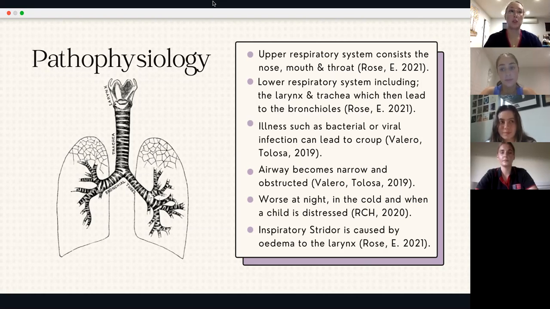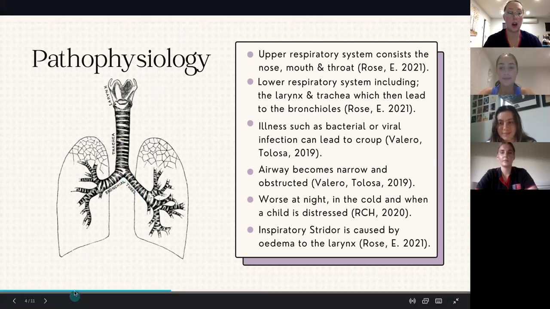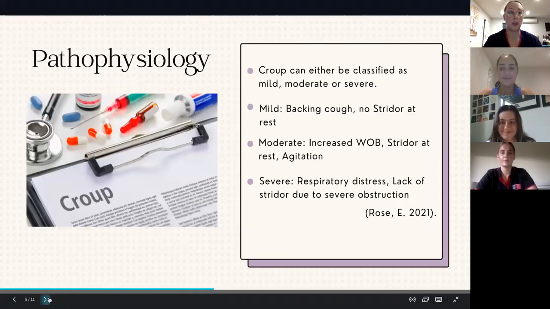When a child becomes distressed, the stridor and work of breathing become worse and can become life-threatening due to the difficulty of air to pass through. Stridor is a noise that is made by the airway as air is trying to pass through the larynx, which is narrowed and obstructed, and it is heard as a high-pitched whistling.